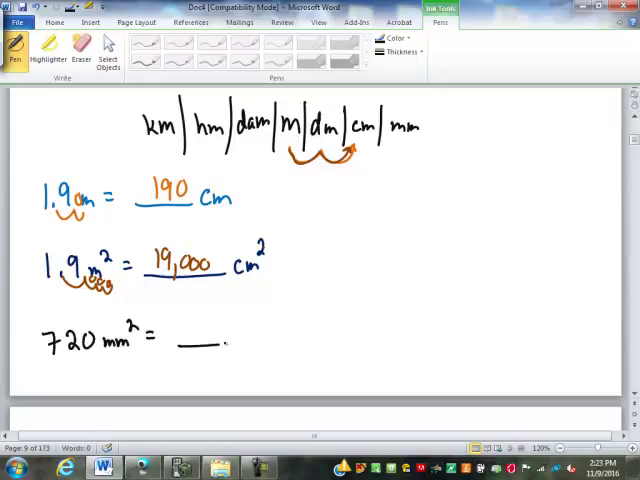So I have 720 millimeters squared going to centimeters squared. From millimeters to centimeters is 1 spot to the left. How many spots do we have to move our decimal point? Because it's squared units, we have to go double, which would be 2. 1 spot to the left on the chart means 2 spots to the left with our decimal point. So from here it goes 1, 2. That's 7.2.